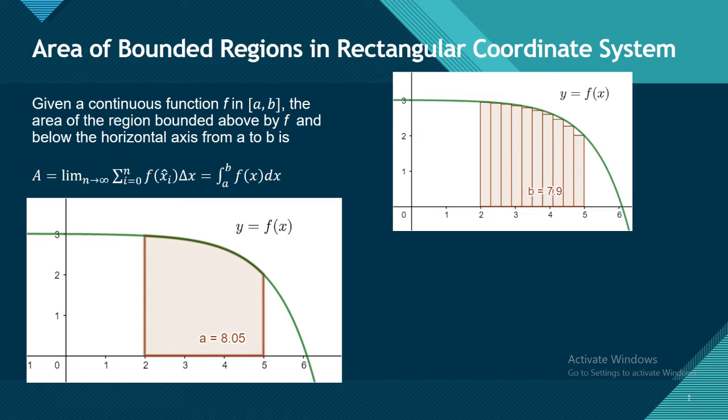Now, if we want to get close to the true area, we must produce an infinite quantity of rectangles. And so the area is going to be the limit of the sum of f of x times delta x. Each of those is just the area of a rectangle.